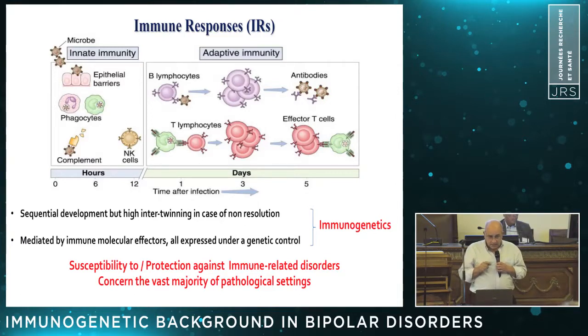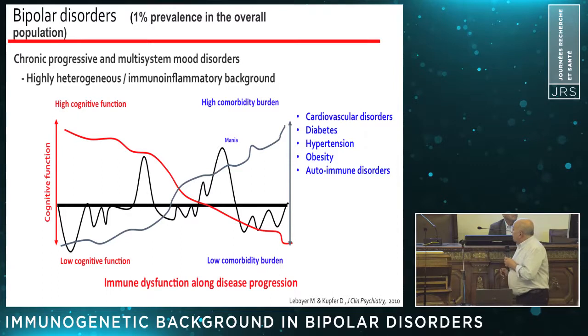The analysis of immunogenetics can allow us to identify susceptibility to or protection against various diseases, including psychiatric disorders and bipolar disorder, which is a frequent disease, chronic and progressive, multisystemic, as you will see because of the presence of a lot of comorbidities, which is highly heterogeneous and often accompanied by a chronic inflammatory background. The progression of bipolar disorder is characterized by a progression towards low cognitive status and accumulation of medical comorbidities like diabetes or thyroid disorder. And we have to notice that immune dysfunction is observed during all the progression of the disease.